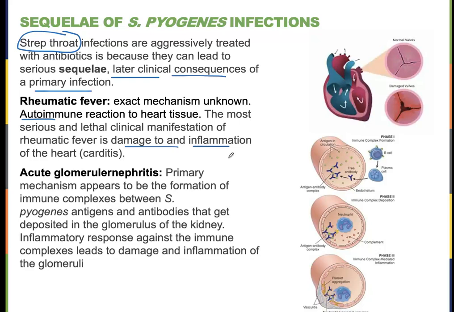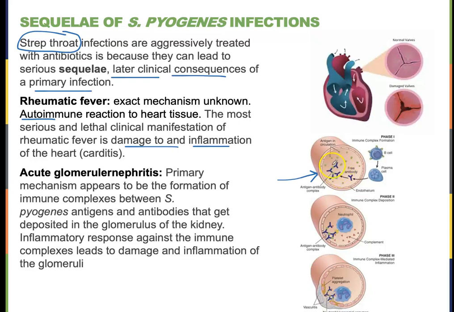In this one, you can see that the valve is damaged with rheumatic fever, so that's pretty serious. Another very serious sequelae of strep pyogenes is acute glomerulonephritis. Primary mechanism appears to be the formation of these complexes. So we have seen this before, right? In our bodies, our B cells make plasma cells, they make antibody. The antibodies will bind to these green dots. That's going to be our strep pyogenes.